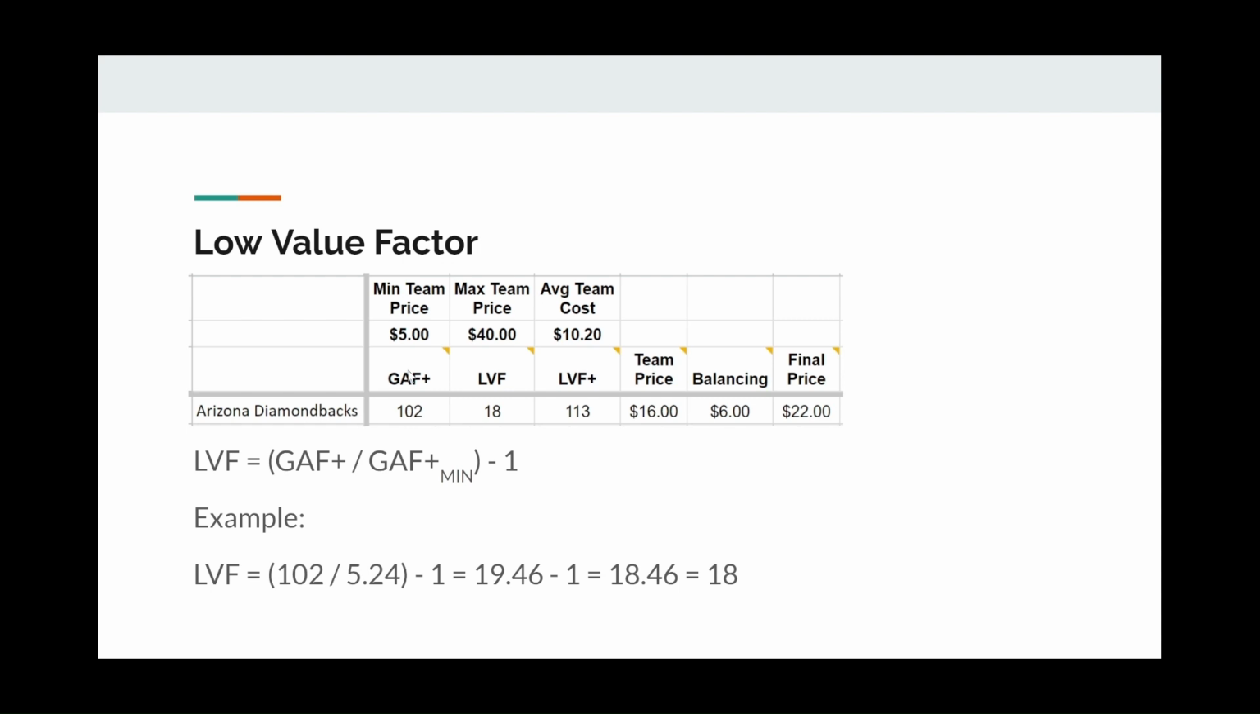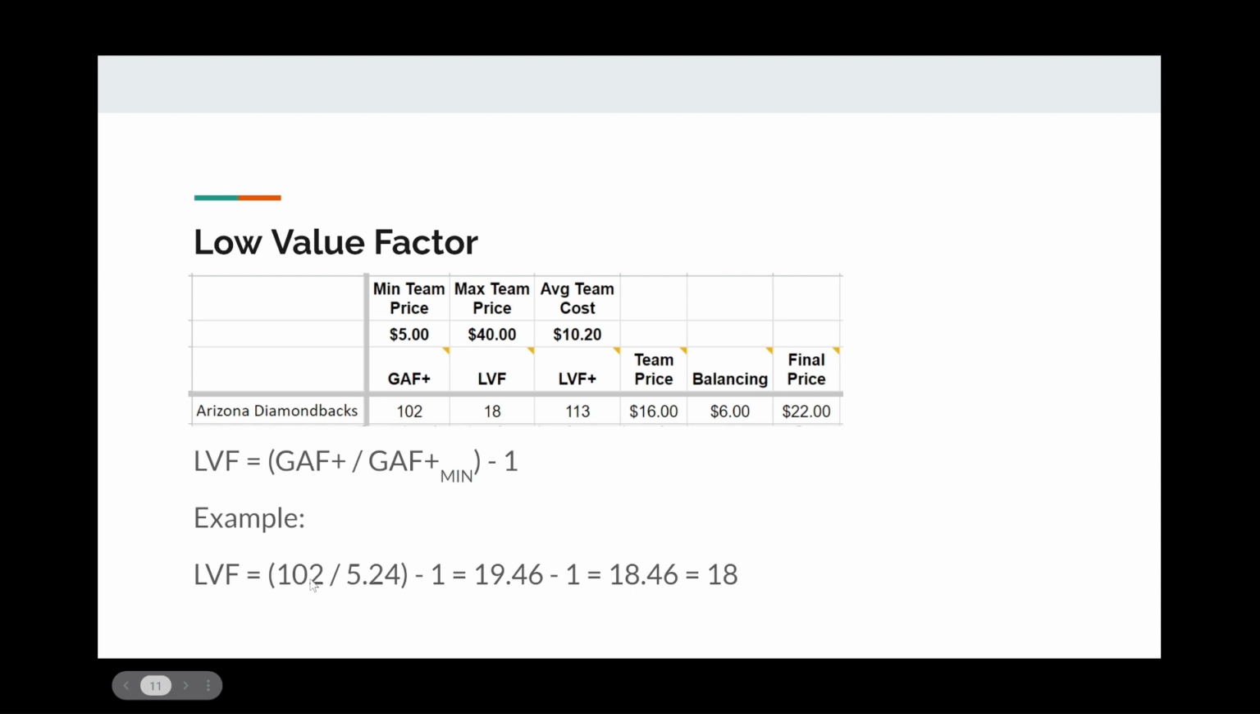And so it's the gross adjustment factor plus value for that team divided by the minimum value in the data set, subtracted by one. The reason you subtract by one is because whatever the lowest value one is essentially has a low value factor of zero. So when you apply it, it's 102 divided by the minimum, which is 5.24, minus 1, which gets you 18.46, which rounds to 18.